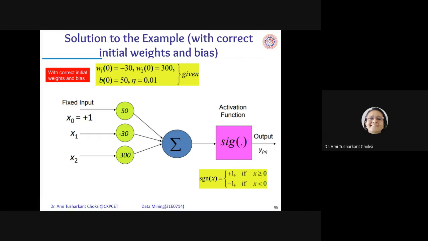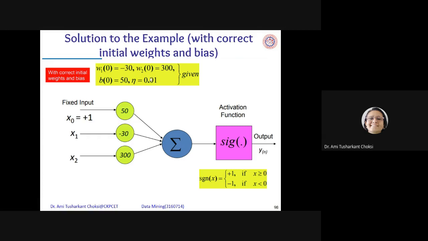Fine. So this is the simple example where we have the fixed input and the weights. Say the initial weights we have considered are minus 30 and 300. They are written as W10 and W20. That means initial weights. Then after we run this algorithm many times, at that time it will be W11, W21. That way we'll be having.